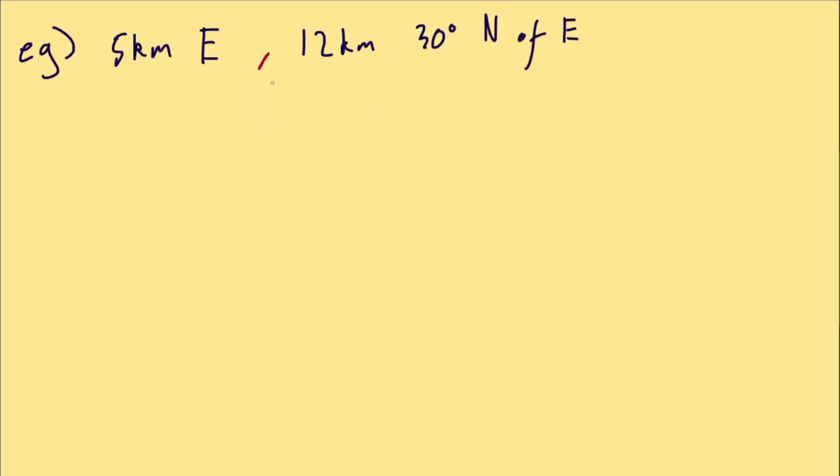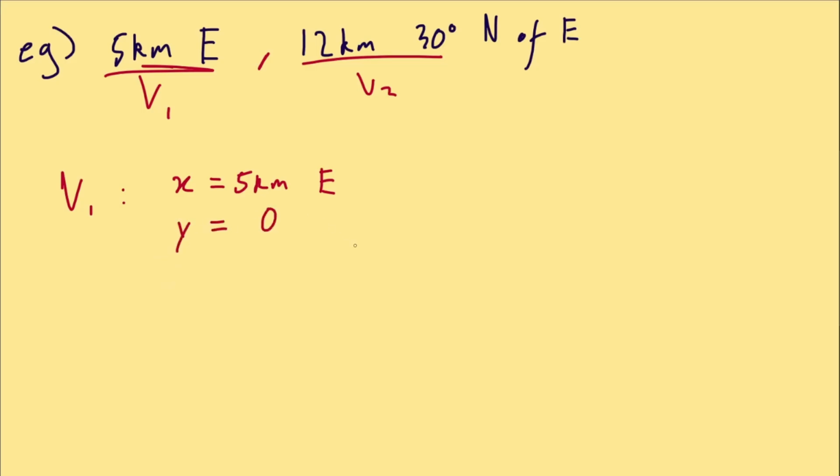Let's break this down. So first, let's resolve each vector into its components. This value we'll call v1 and this value we'll call v2. v1 has these two components. The x is 5 kilometers east, and it doesn't say he goes up or anything, so the y is just 0.